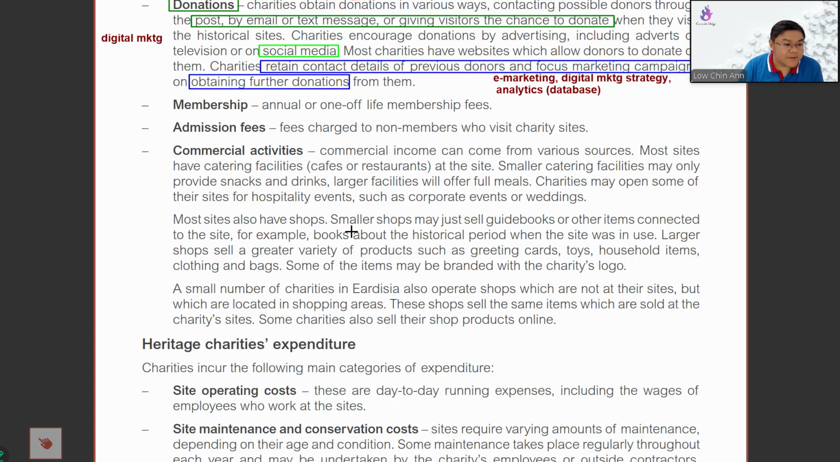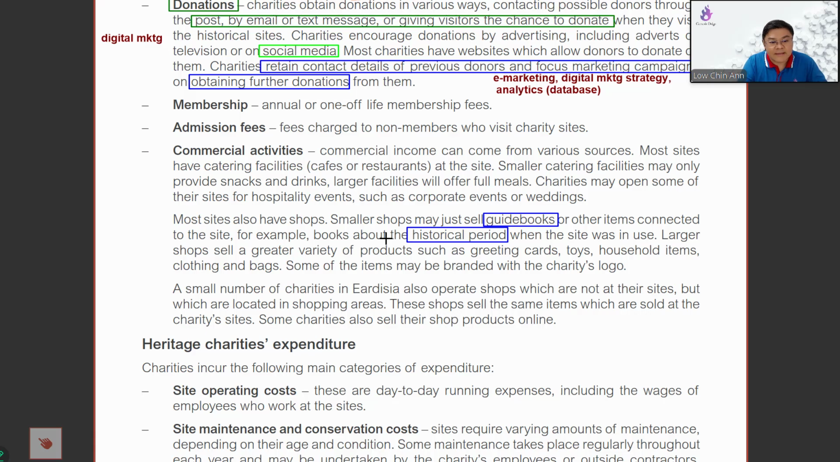Now, most sites also have a shop. Smaller shops may just sell guidebooks and other items connected to the sites, like books about a historical period. So they still use books. You'll be like, oh, okay. That's so old-fashioned, right? Do people still go for all that? So that's why nowadays people are using smart apps.